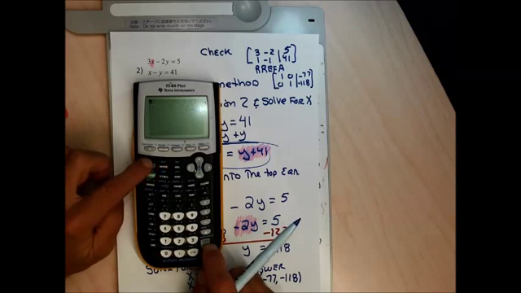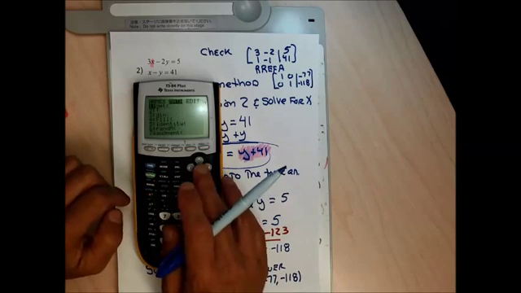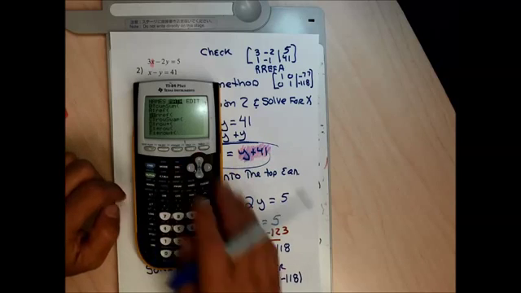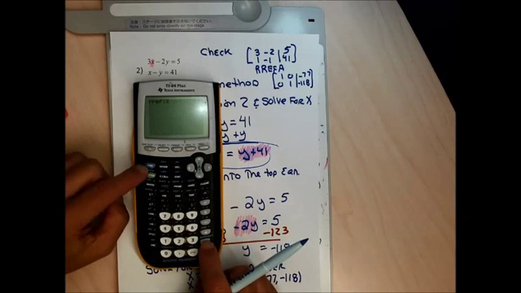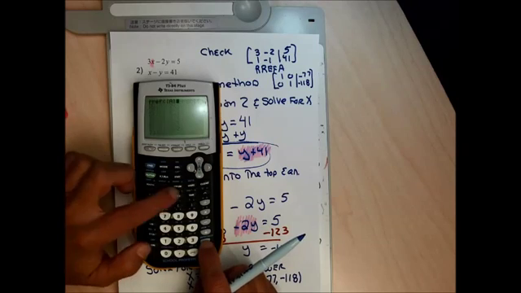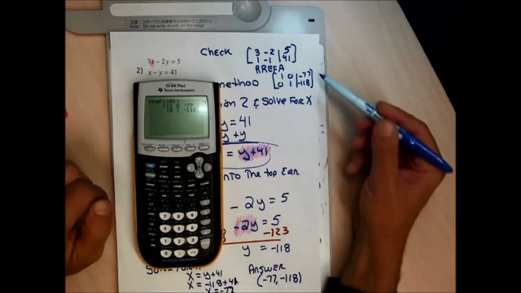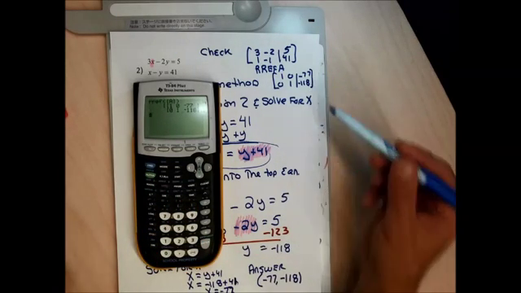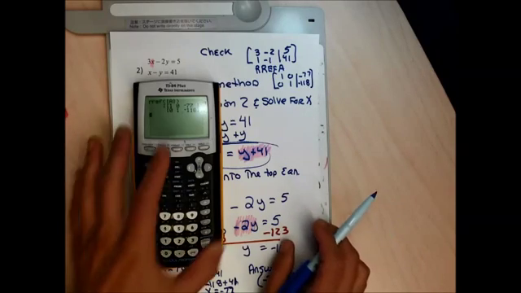Second quit, then second matrix math. Easier to go up than it is down to RREF. And then second matrix, enter, parentheses, enter. I see negative 77 and negative 118. So that's right for the problem that I have written here.